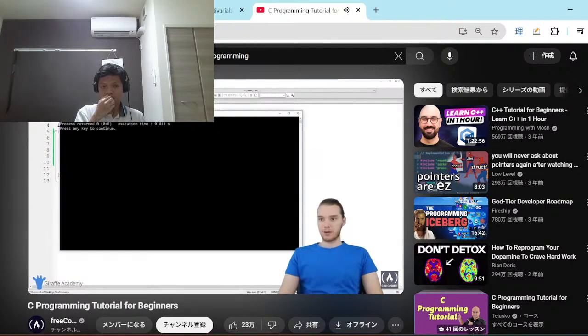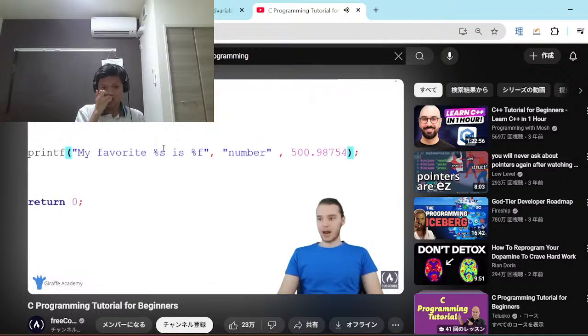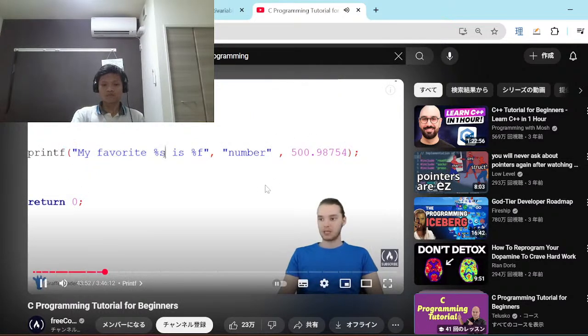Actually, I need to build this. So my favorite number is 500.97540. So essentially you can use these printfs and you can use these format specifiers in order to include different data types into your output. So like this is just some general text output, and we can use these different guys to interweave like numbers or other strings and stuff like that. And where these really become useful is when we have variables.